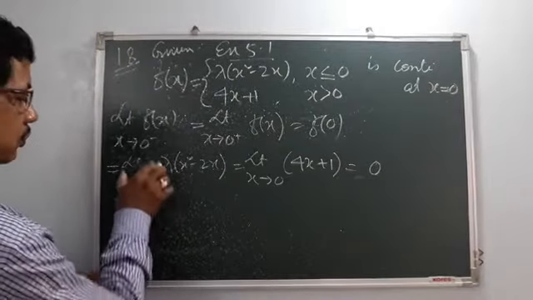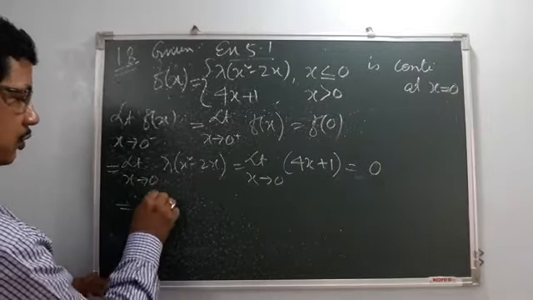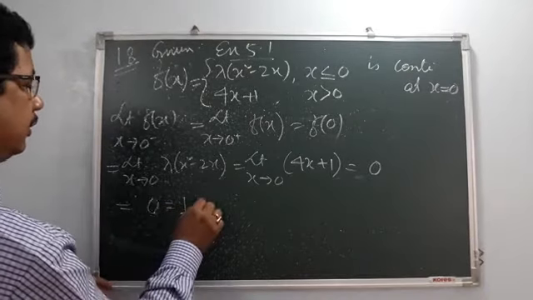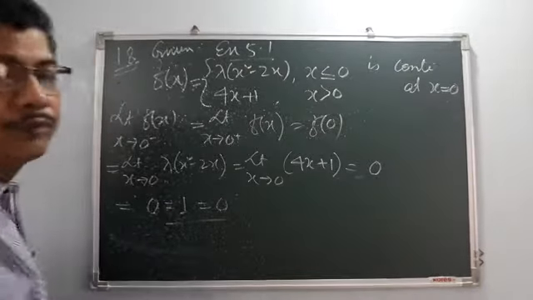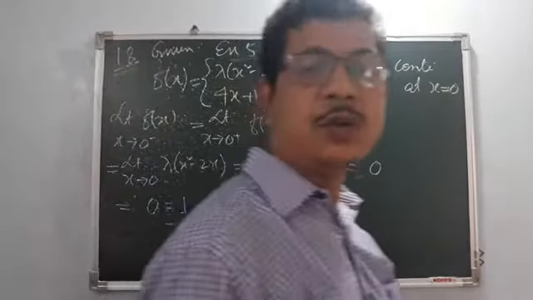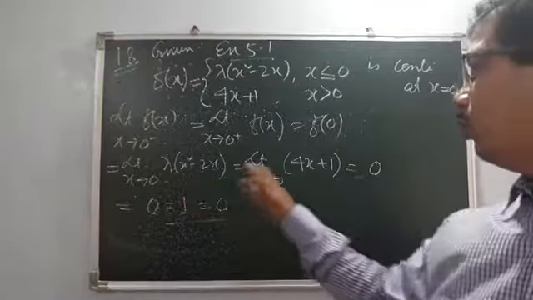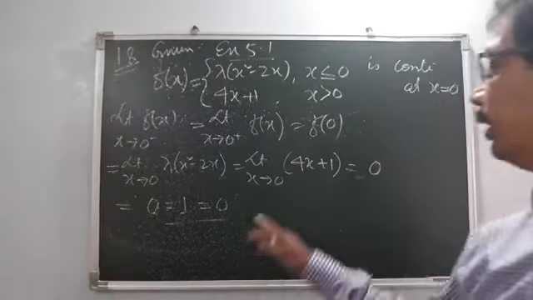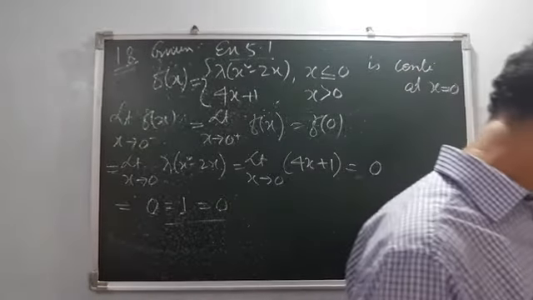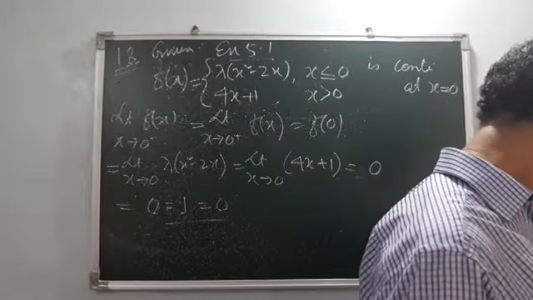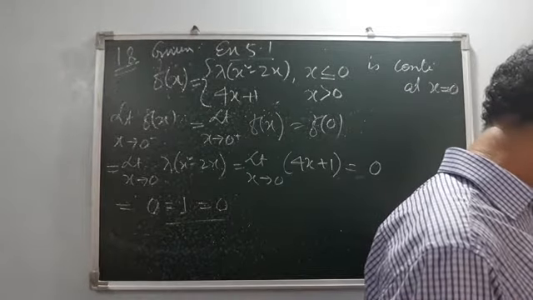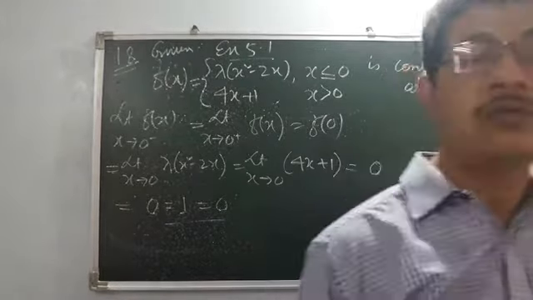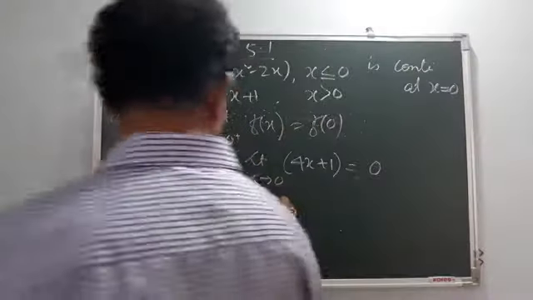Now, if we evaluate this limit, what will be the value? If we put 0 here, this is 1, and 1 is equal to 0. So what can we say? This is impossible, because 1 cannot equal 0. λ should be a value for which we can get these things, but we find this is quite impossible. So we will say that f(x) is not continuous, which is not possible.